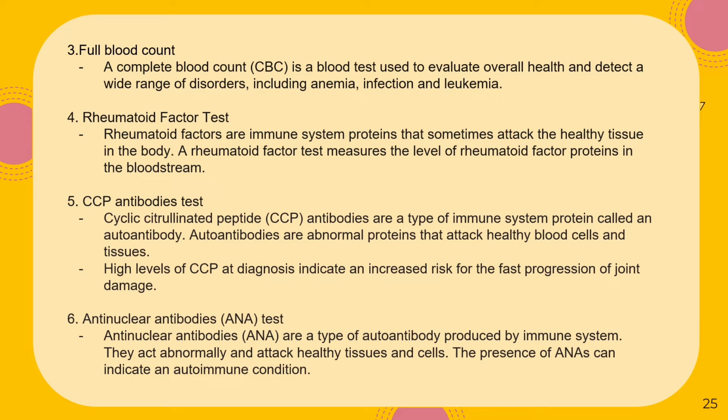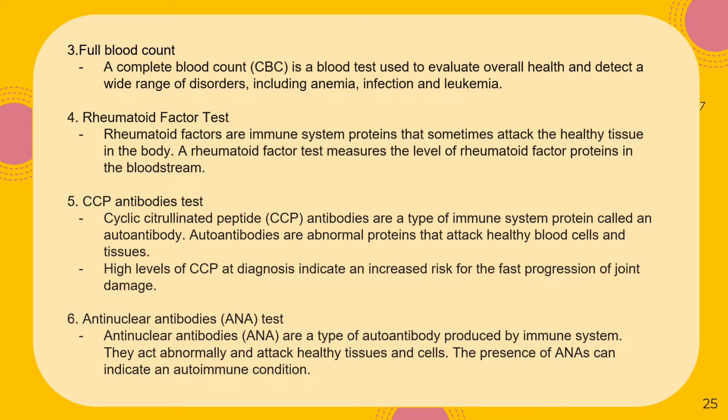Cyclic citrullinated peptide, CCP, antibodies are a type of immune system protein called an autoantibody. Autoantibodies are abnormal proteins that attack healthy blood cells and tissues. Between 60 and 80% of people with rheumatoid arthritis have CCP antibodies in their blood. An anti-CCP antibody test, also called a CCP test, looks for the presence of these antibodies to help confirm rheumatoid arthritis.